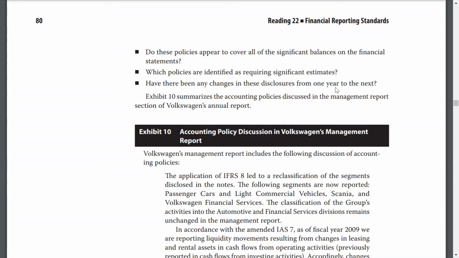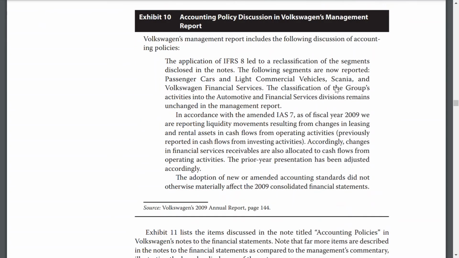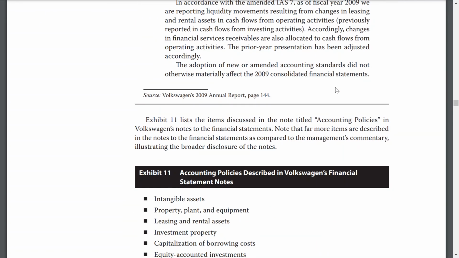Accounting policy discussion in Volkswagen's management report. Exhibit 11 lists the items discussed in the note titled Accounting Policies in Volkswagen's notes to financial statements. Note that far more items are described in the notes to the financial statements as compared to the management commentary, which illustrates the broader disclosure of financial notes.